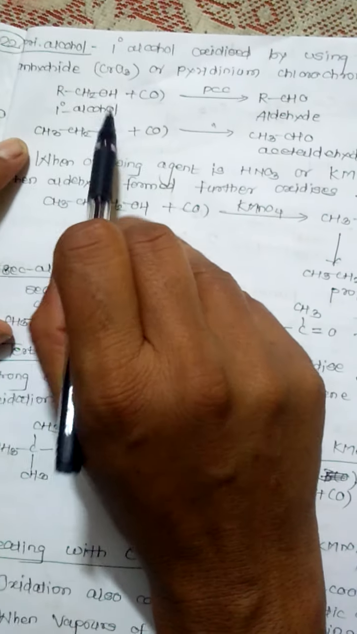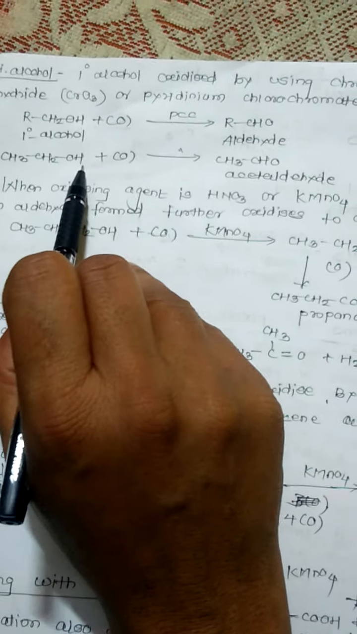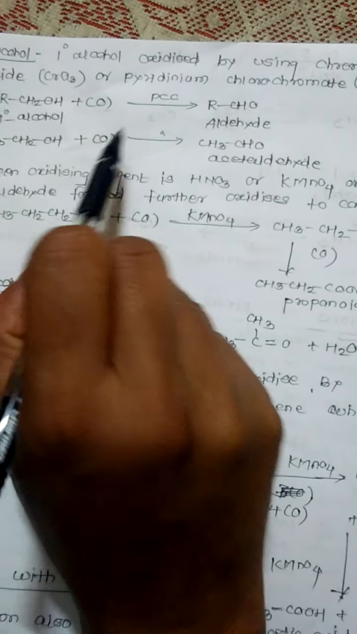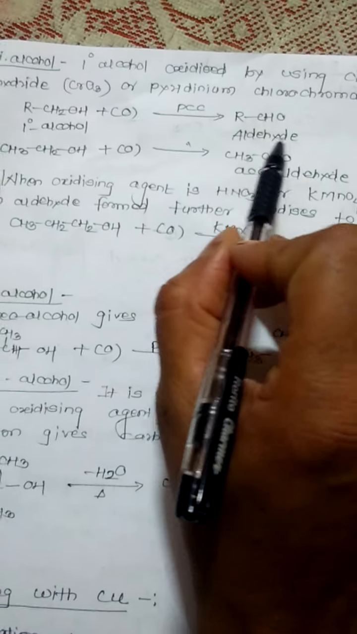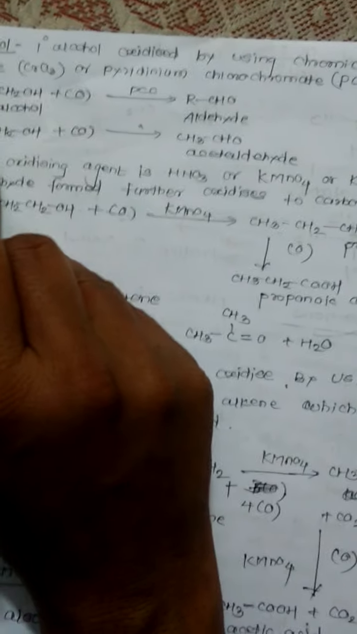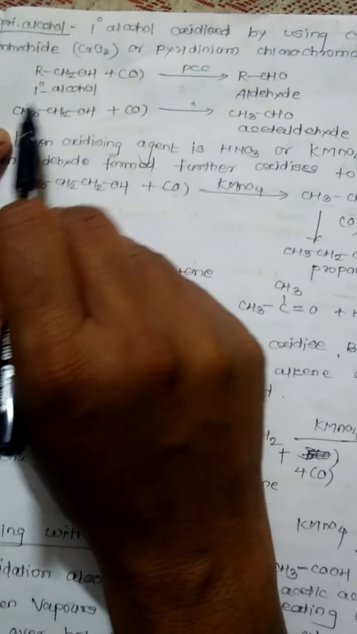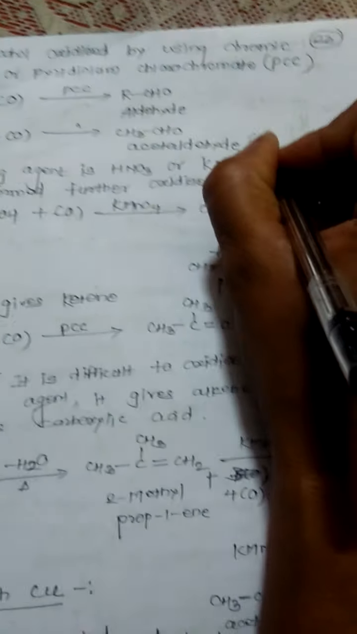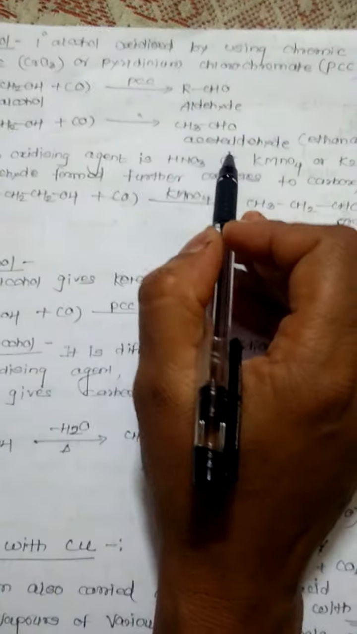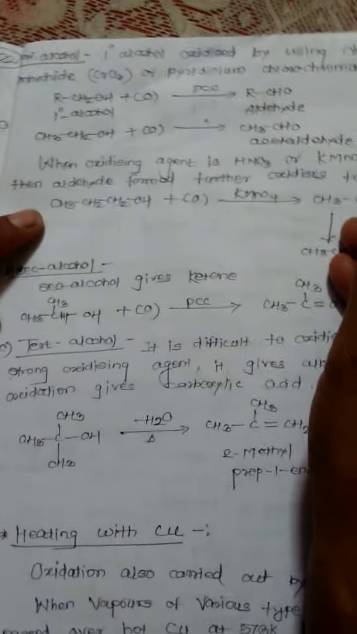So remember this point for the CET exam. A question will be there: when primary alcohols are oxidized, what will be the product? The product is aldehyde. What is the name of the aldehyde? It depends upon the type of the alcohol. Here there are 2 carbon atoms, so the 2-carbon aldehyde, acetaldehyde, is called ethanal in IUPAC and acetaldehyde in the common system.